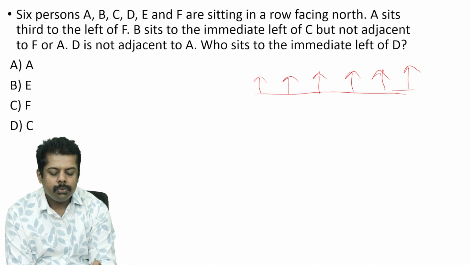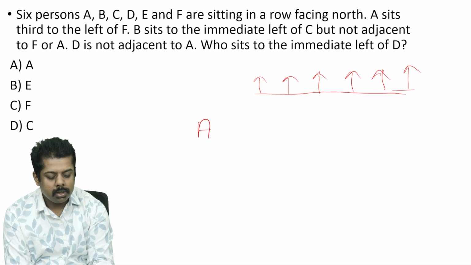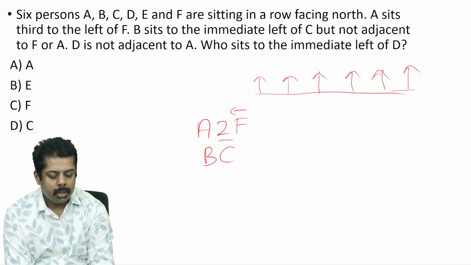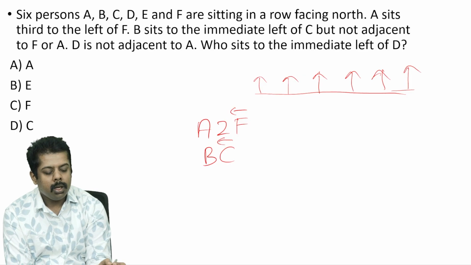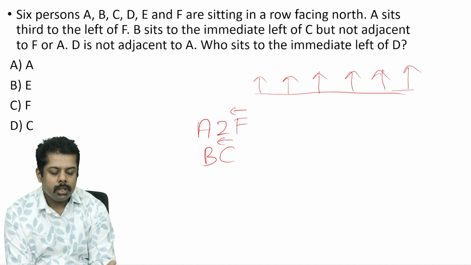Okay, so going through the points here, the first point says that A sits third to the left of F. So where is A sitting? Third to the left. So as we know, there are two people between them. Moving to the next point, B sits to the immediate left of C, but not adjacent to F. Okay, so it is being connected.